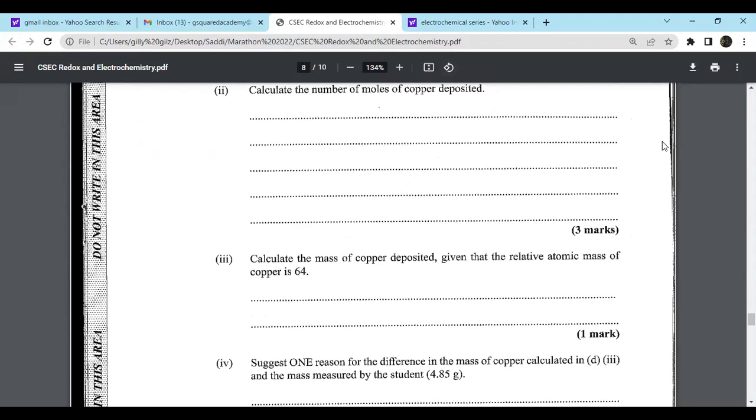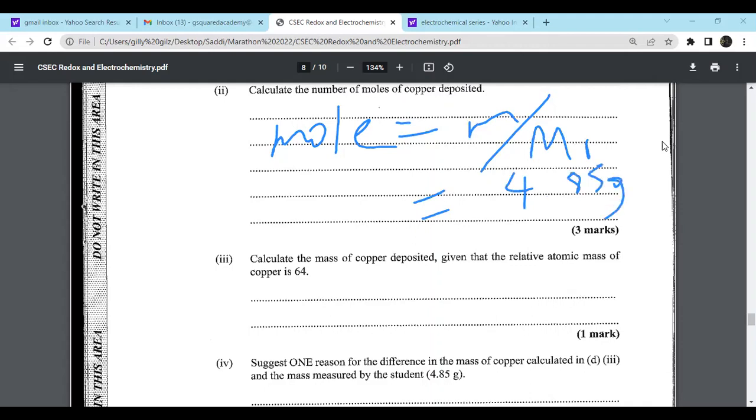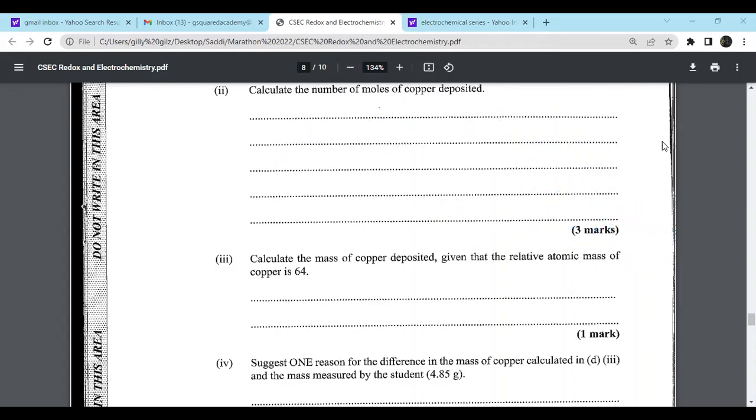And as I said earlier, moles is in application to questions. It's not that you're going to see a mole concept by itself necessarily. So moles is equal to mass divided by molar mass, and the mass was 4.85 if I remember correctly, divided by the molar mass of copper, which is 64 grams per mole. You do the math, you get the answer there. Okay, that's 3 marks. So that should be straightforward. Use your calculator.